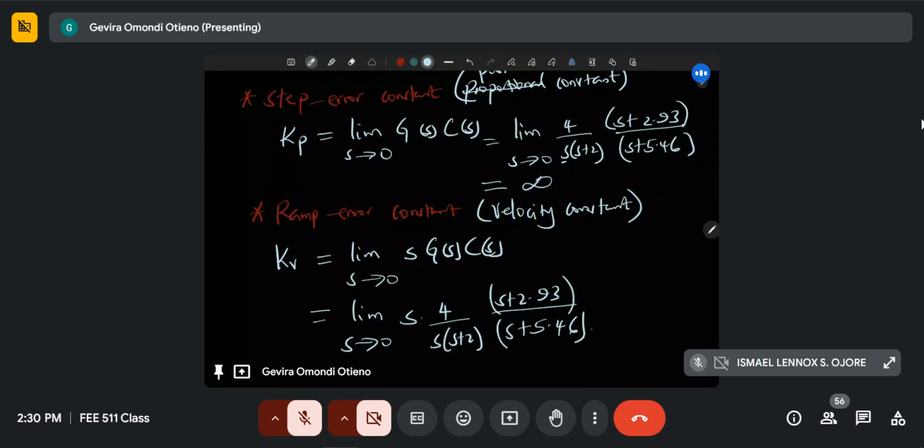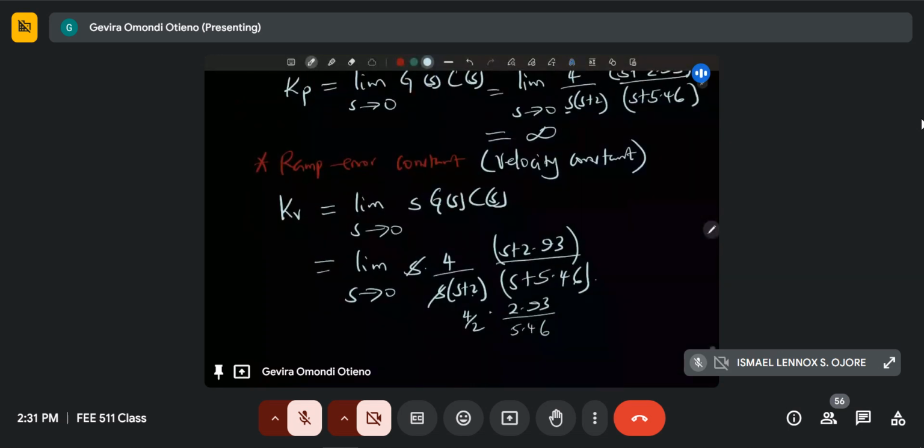So when we have it like this, you can see that this s will cancel on this s, and if s is 0, then this point will have 4 over 2. So here we'll have 4 over 2, and then here we'll have 2.93 over 5.46 because s tends to 0, infinitesimally small. So therefore, you end up with something like, because now we'll have 2, so we'll be having 2 times 2.93. That's almost 6 over 5.46. Okay. So what you will have is about 5.02. Okay. So that is the velocity constant.